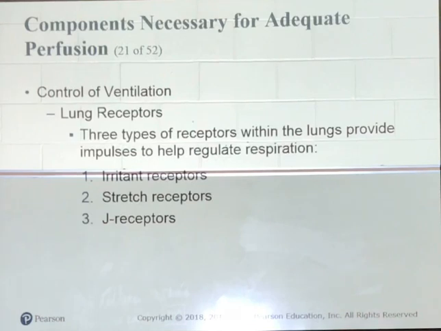All right, you have some other receptors in the lungs. You have irritant receptors. These are found in your airways. They're sensitive to irritating gases, aerosols, and particles. They stimulate coughing, bronchoconstriction, and increased ventilatory rate. You have stretch receptors that are found in smooth muscle of the airway, and they protect the lungs against overinflation. Then you have what are called J receptors. These are found in the capillaries that surround the alveoli. They are sensitive to an increase in capillary blood volume. When activated, they stimulate rapid, shallow ventilations.